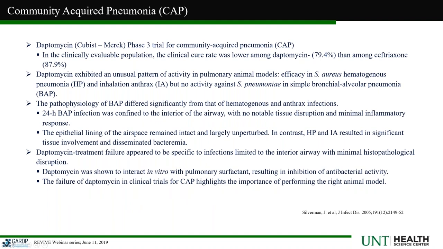Daptomycin did have a failure when they went for their community-acquired pneumonia trial. They only had 79% test to cure versus 88% for ceftriaxone. The problem here was when they went forward with this, they were using data from Staph aureus hematogenous pneumonia or inhalation anthrax pneumonia, where the infection itself occupies a different space and has a different reaction in the lung. And when they did their community-acquired pneumonia trial, it was more like what should have been normal bronchoalveolar lavage pneumonia. So they had failure in their clinical trial.